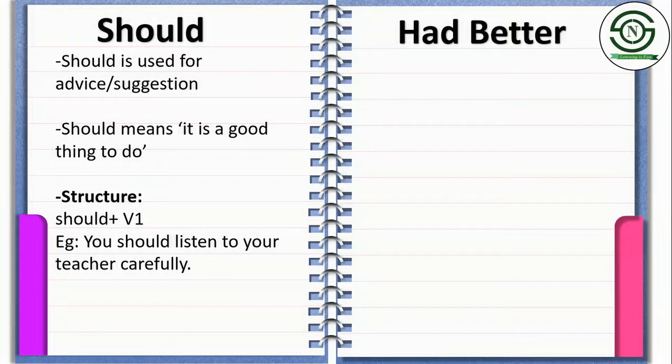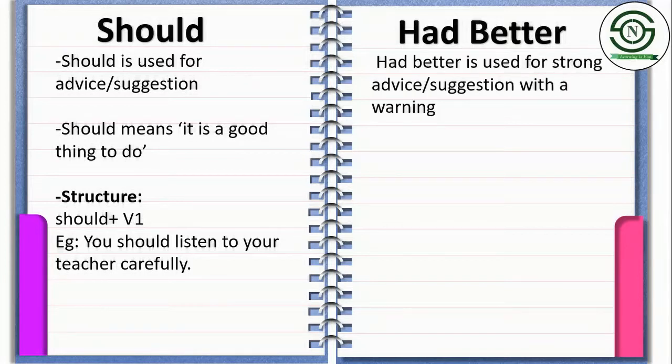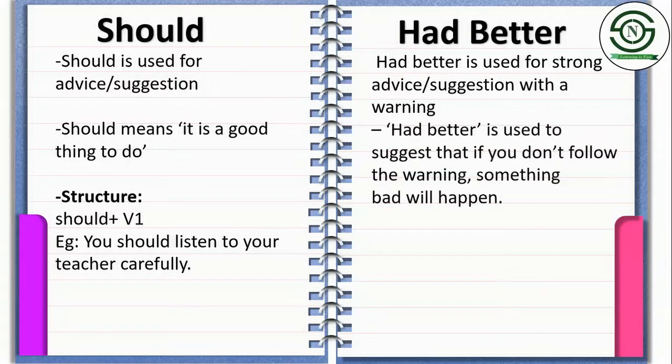On the other hand, what about had better? Had better is used for strong advice or suggestion with a warning. The important thing for you to notice here is with had better, we offer a kind of warning, a kind of negative consequence. Or let's say, had better is used to suggest that if you don't follow the warning, something bad will happen. Take an example with a structure.